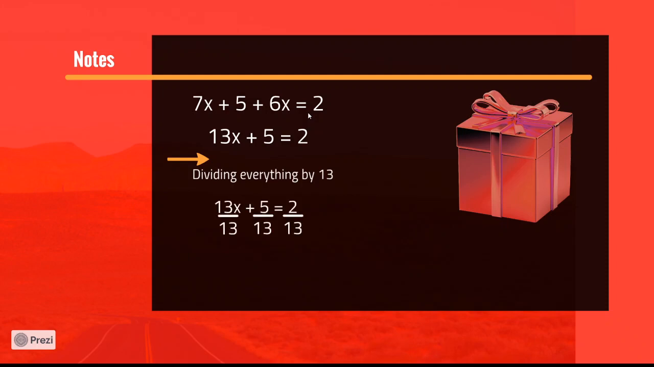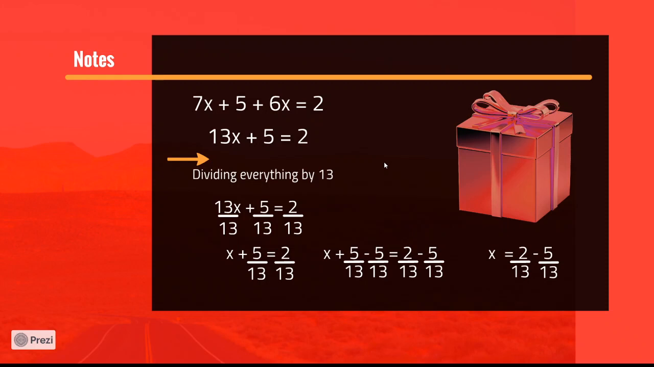So it will be 13x by 13 plus 5 by 13 is equal to 2 by 13. Then the next step, 13 by 13 is 1. So x plus 5 by 13 is equal to 2 by 13. The next step is moving the 5 by 13 to the right side. That is subtracting 5 by 13 from both sides. So this 5 by 13 and this 5 by 13 get cancelled out, so it is 0. So x is equal to 2 by 13 minus 5 by 13.